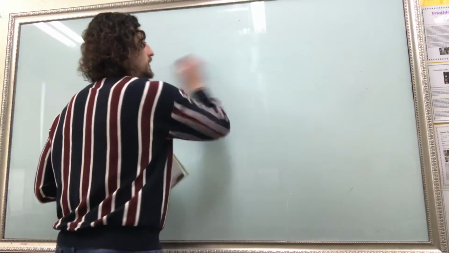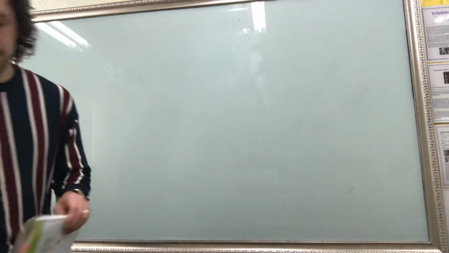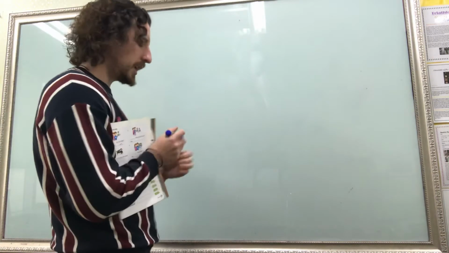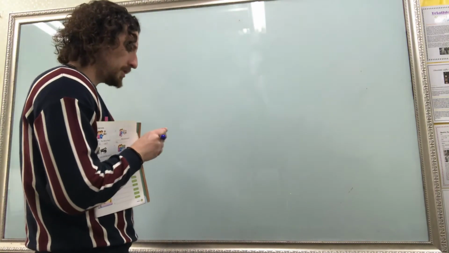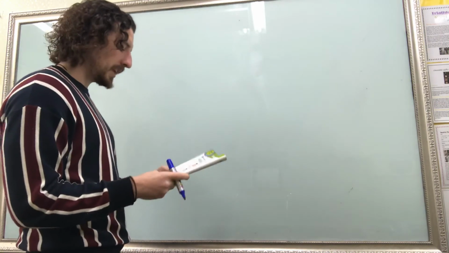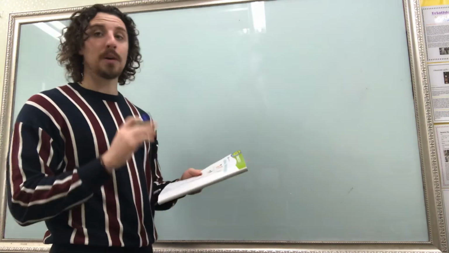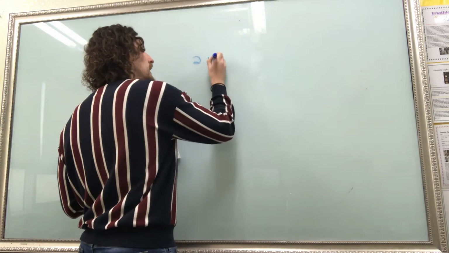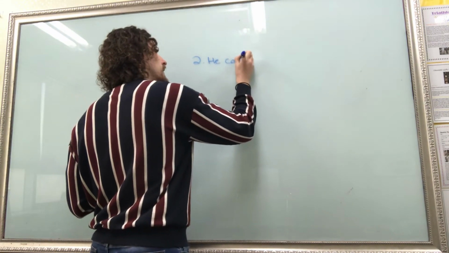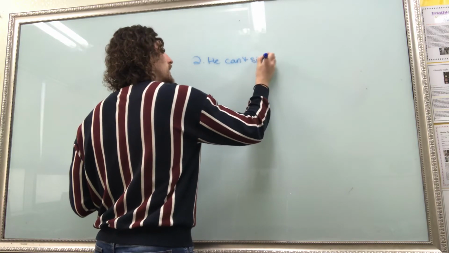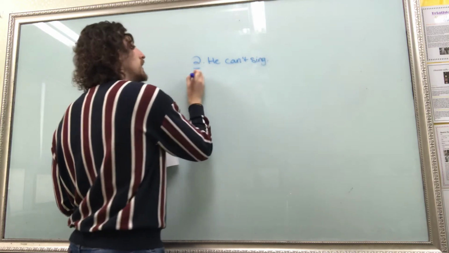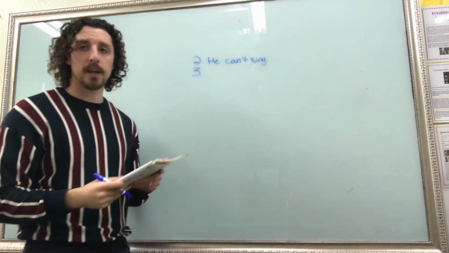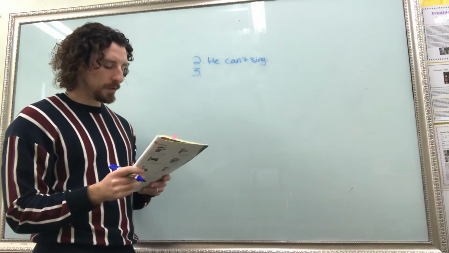So let's get those answers. Number 1 is already done for us. She can swim. Number 2, we have an X, so can't, and the verb is sing. So number 2, he can't sing. Let's go to number 3.